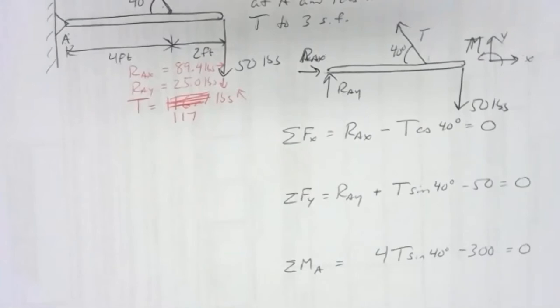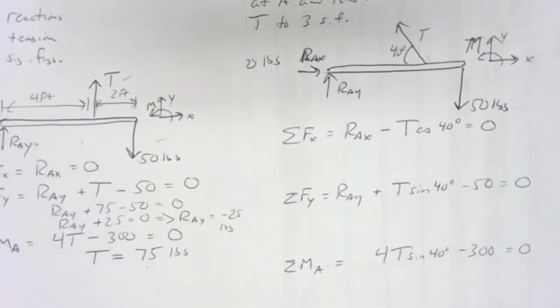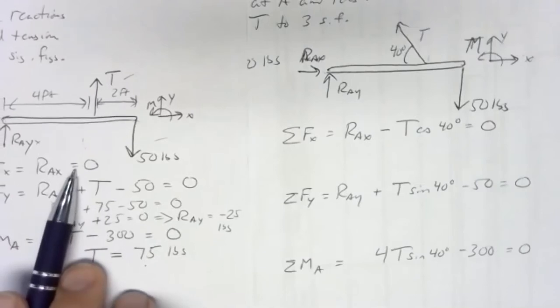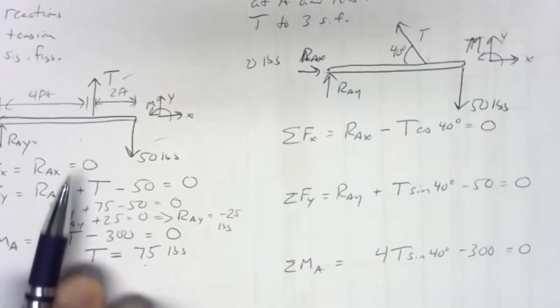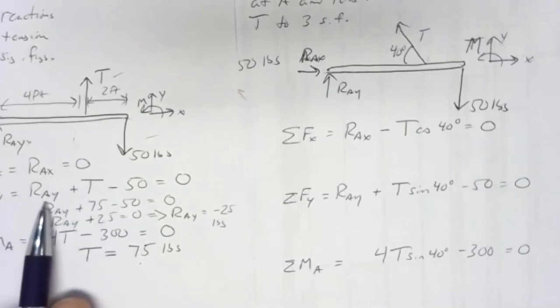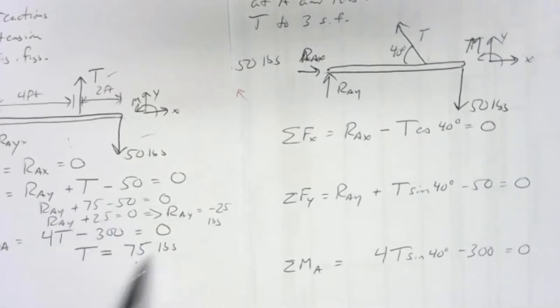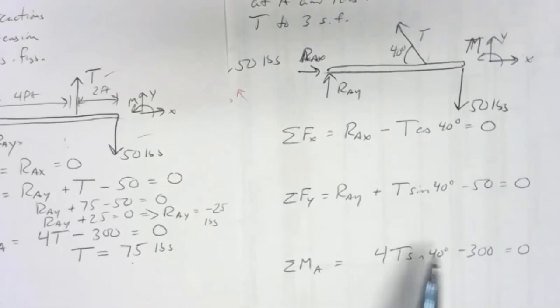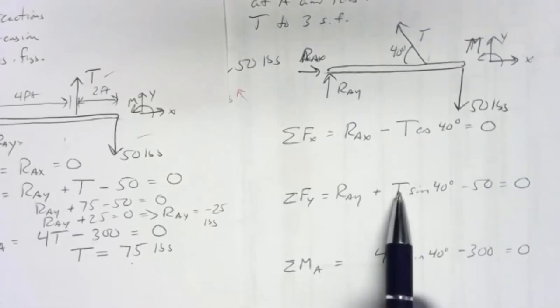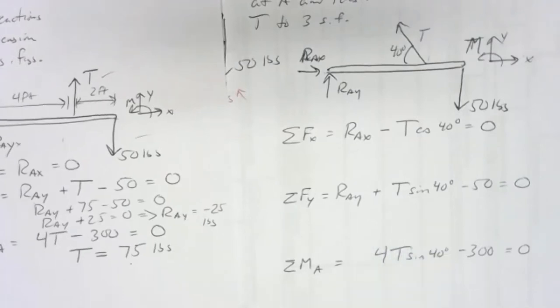If we put the two equations side by side here, these are the equations with the rope vertically up: RAX and nothing else, RAY plus T minus 50, and 4T minus 300. We've basically just replaced the Y component, which was all just T before. Now it's just T sine 40.